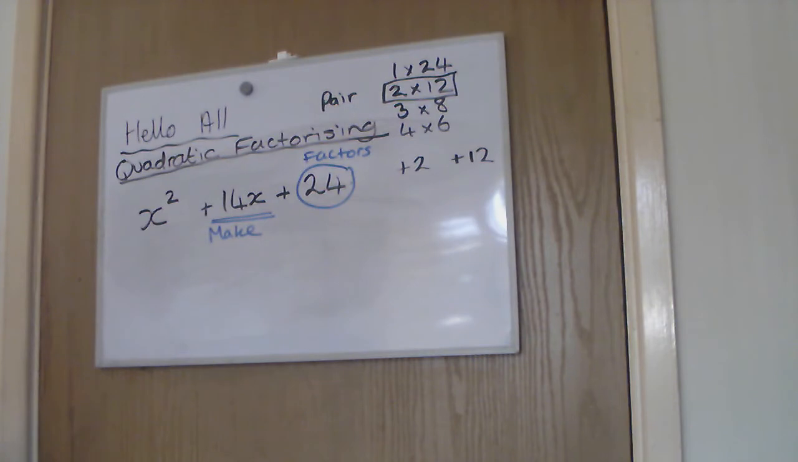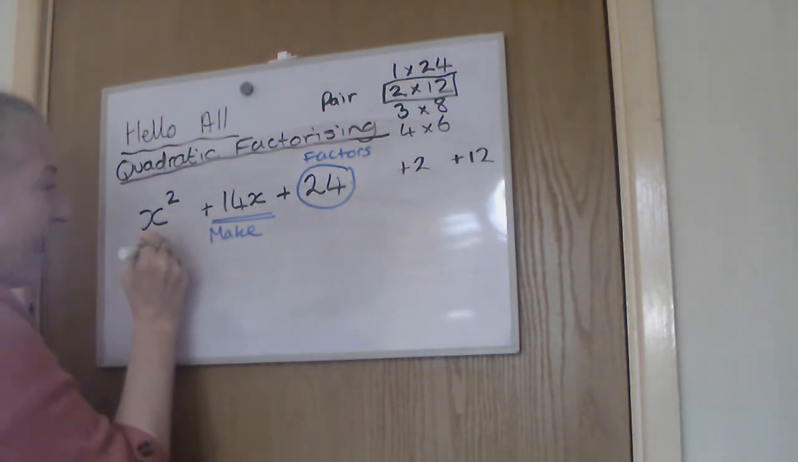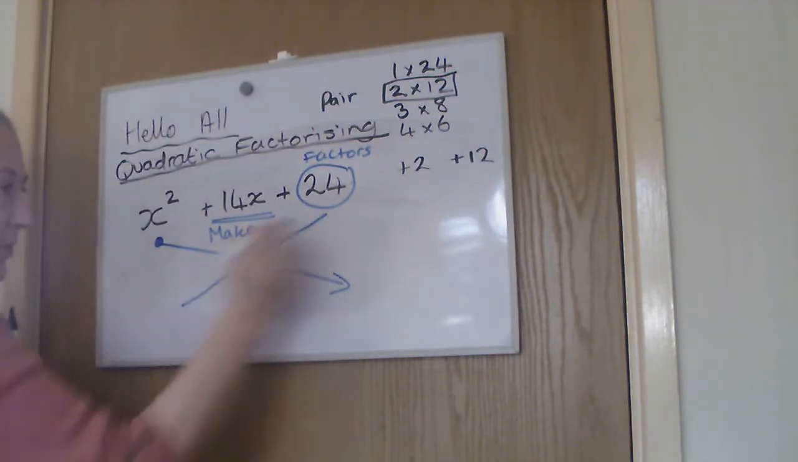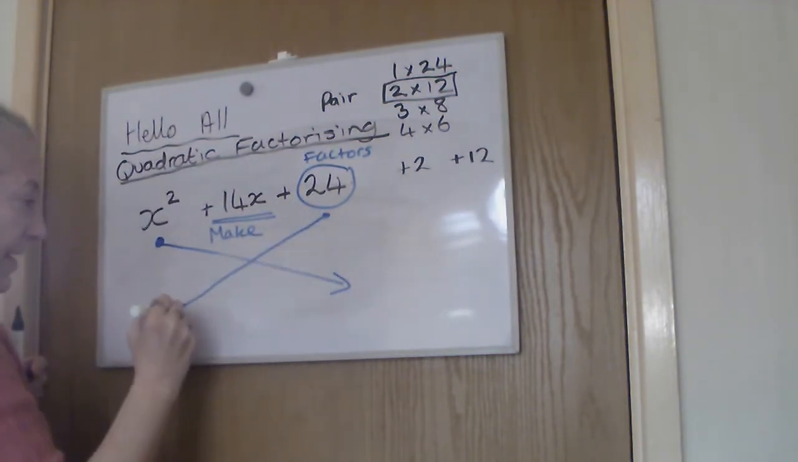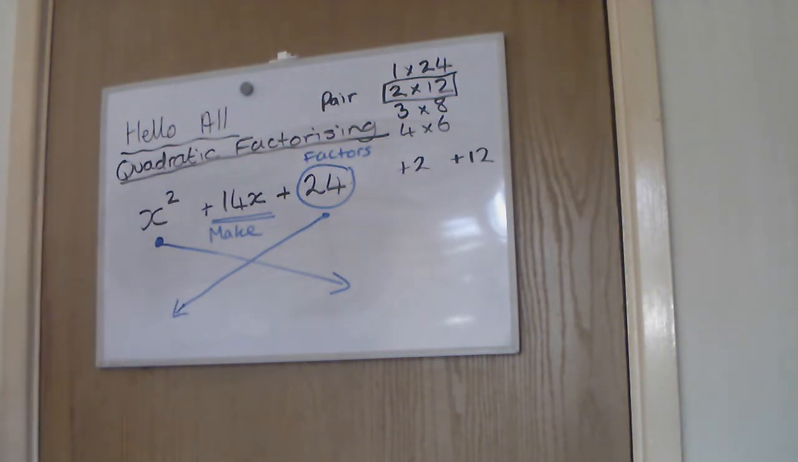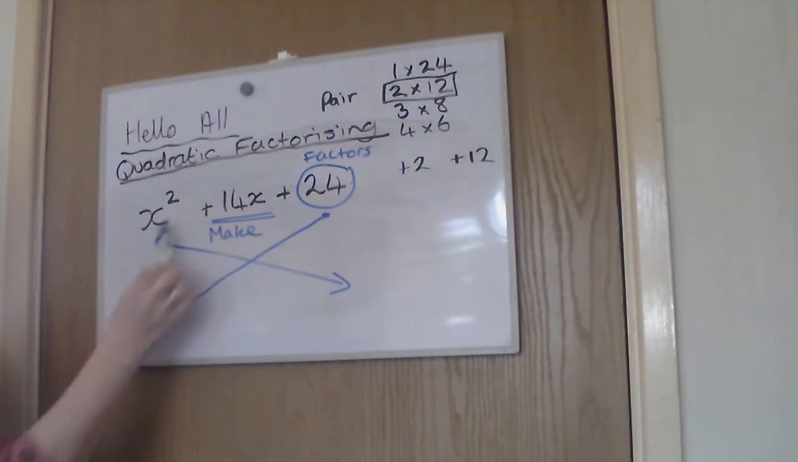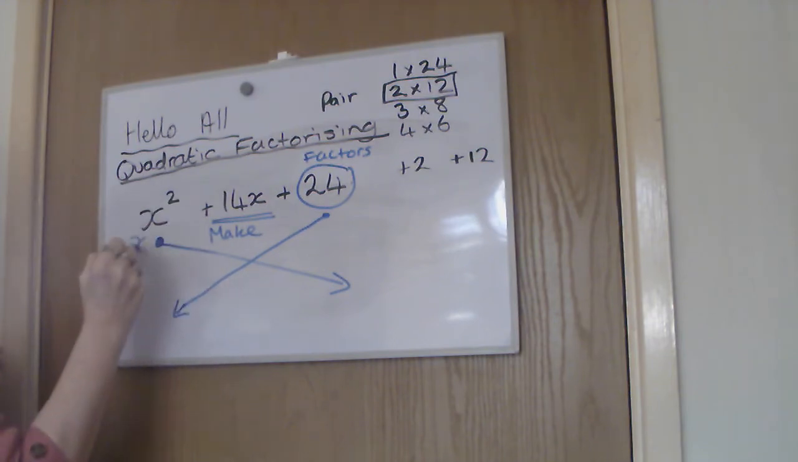So what do we do? Well, here comes the X factor. So start from there, do an X to your 24. A line to your 24. Start from there, do a line here. That's our X factor. Okay? What do we times X by to get X squared? Yeah, X.